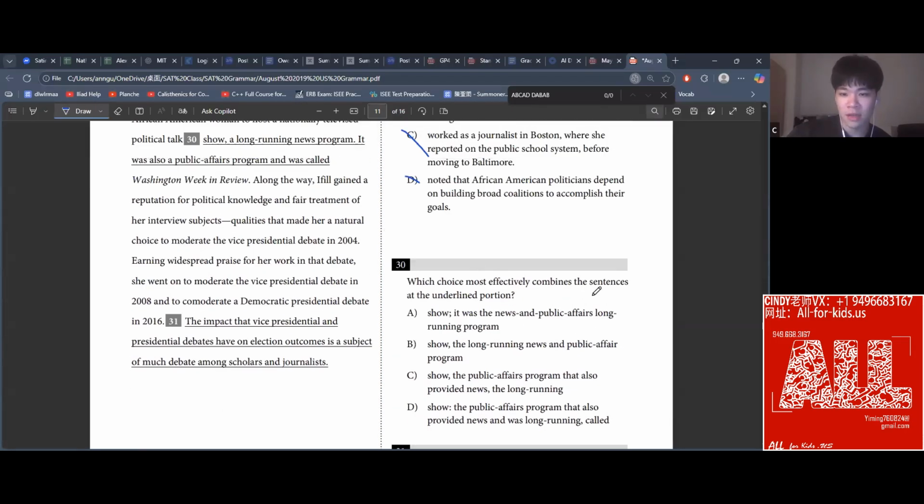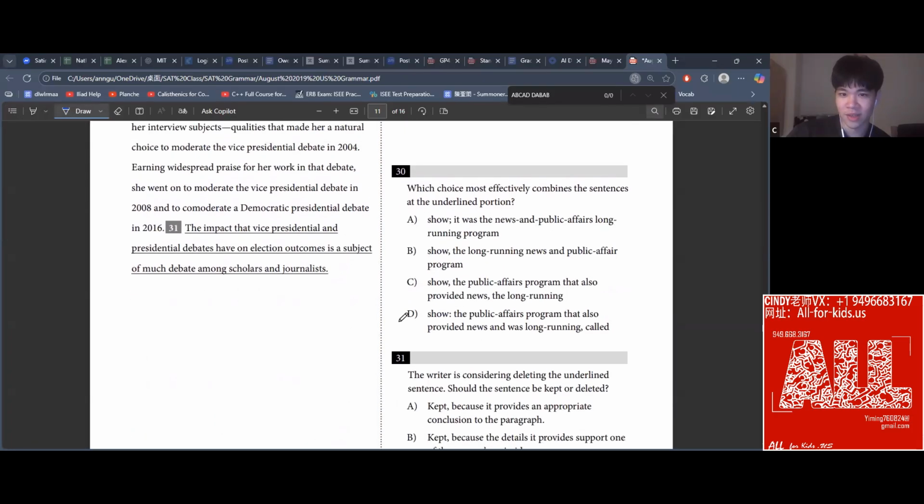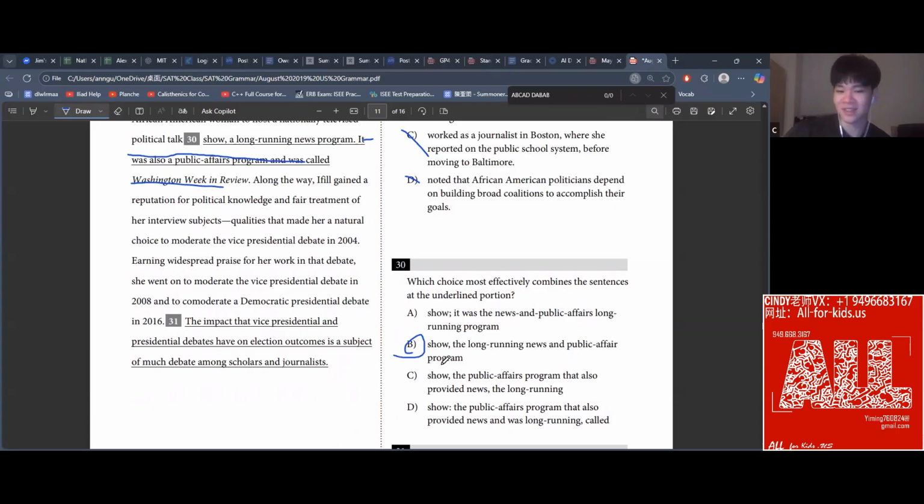Number 30 combines the underlined portion of the sentence. She became the first African-American woman to host a nationally televised political talk show, right? Of course, it's a nationally televised talk show, and it's also a long-running news program. What is it called? It's called Washington Week in Review, right? I can remove all of this and keep just that. B just works the best. If you look at the absolute length, it's also the shortest, right? And it uses the least punctuation. That's what in general we're looking for. It flows the best.